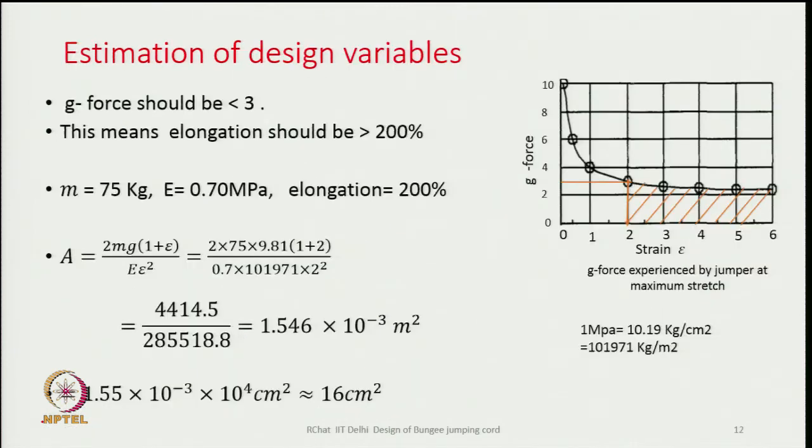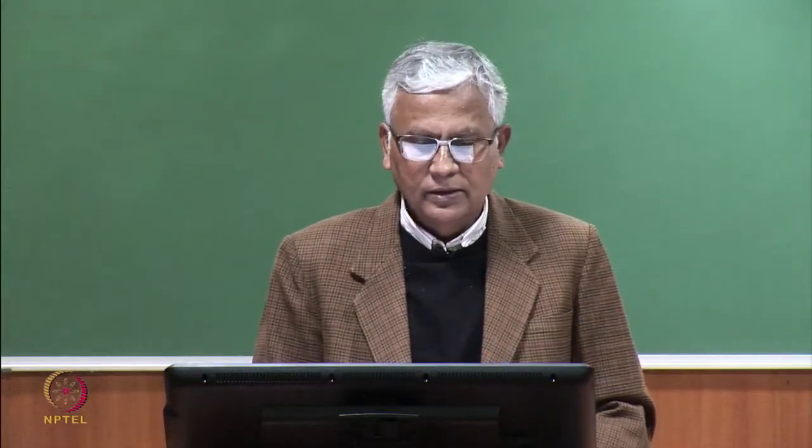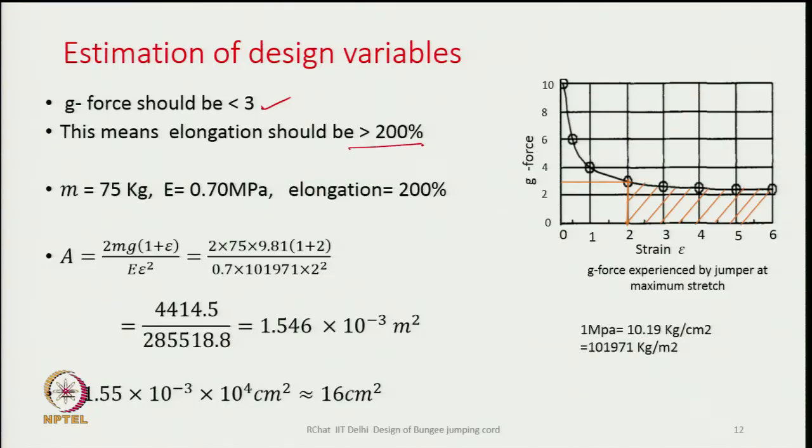Now, we are going to estimate the design variables, that is what should be the area of the rubber chord that we are going to choose. Now, G force should be less than 3, so that it remains within the tolerable limit of the human. This means the elongation has to be more than 200%, like it is shown here in this diagram. G 3 is here, and suppose the elongation region is from here to there, it should be at least 200% or more than that.